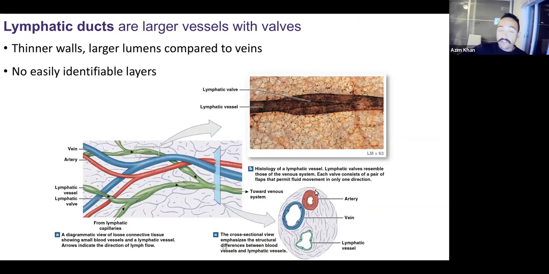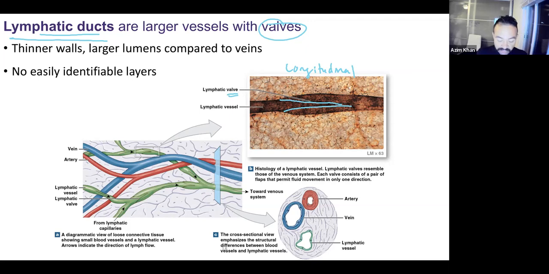The largest lymph vessels are lymphatic ducts. Lymphatic ducts are the ones that have valves. You can see a longitudinal section right here, and the valve is visible in this cut.